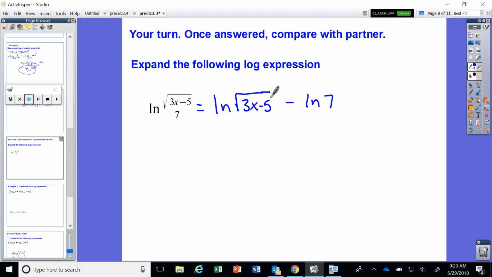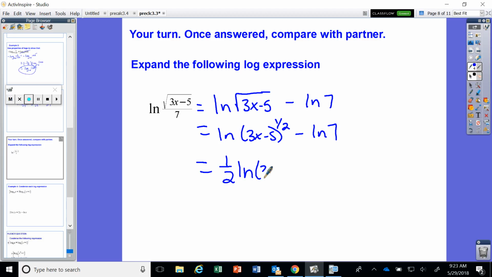Well, now we have to think, is there anything else to expand? Usually what we're looking at, guys, is something with exponents. And so, remember, this root is the same thing as to what power? That's to the 1/2 power. So now we have to move that 1/2 to the front, and then we have 3x minus 5 minus natural log of 7. Now, guys, we don't want to expand the 3x minus 5 because that's its own one expression together, so we don't want to move those around either.